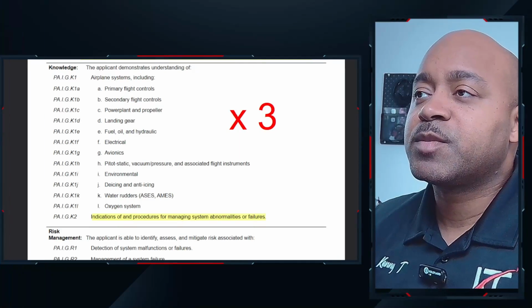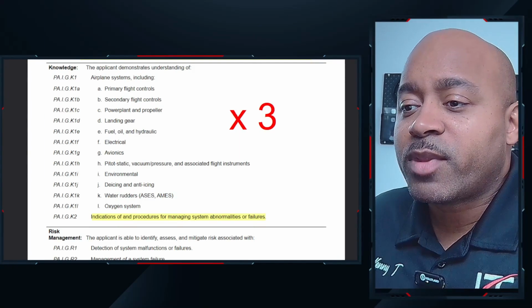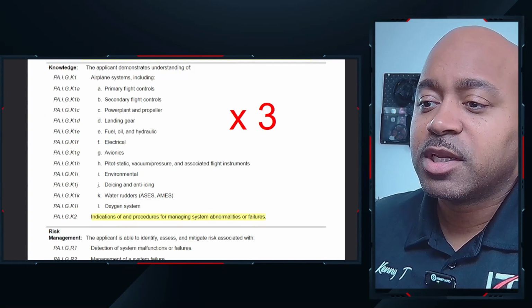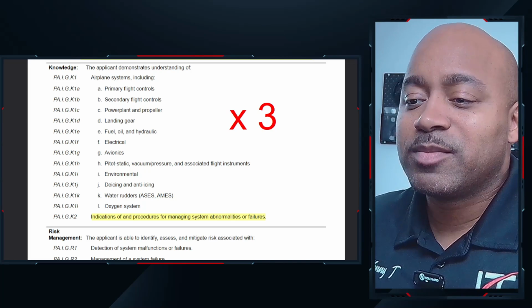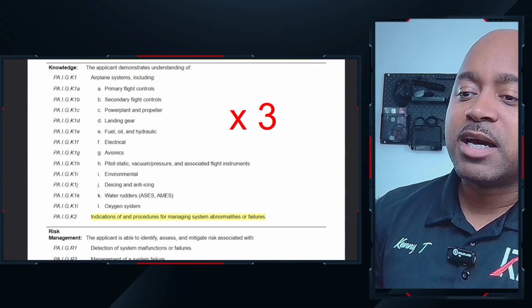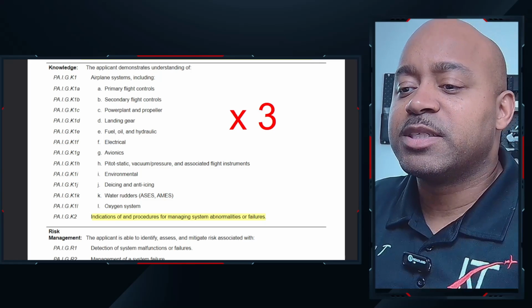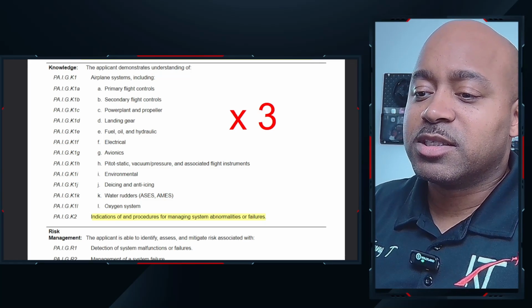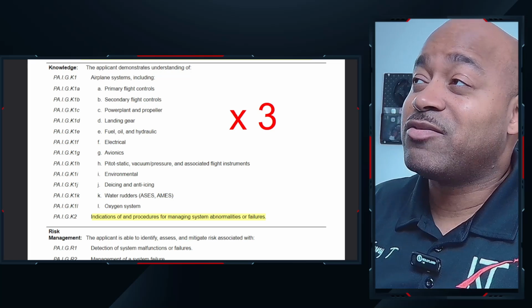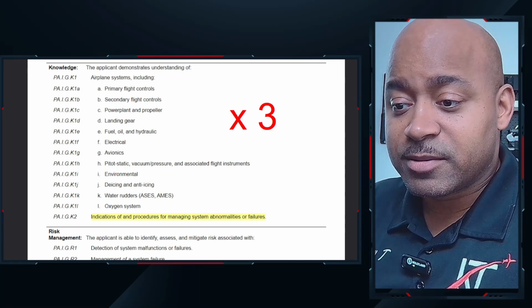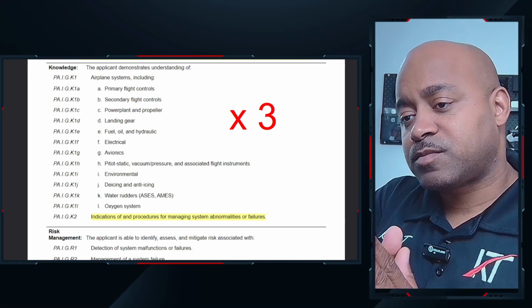So this is what you're going to need to know, big picture for this section about the systems, right? But now let's talk about what you actually need to know in the subset. We call it the subset, the lower level of it, right? So we got flight controls, secondary flight controls, power plant, landing gear, fuel, electrical, avionics, pitot-static, vacuum pressure, associated flight instruments, environmental, de-ice, anti-ice, water rudders, and oxygen. Don't need to worry about water stuff if you're not flying a watercraft, and an oxygen system.